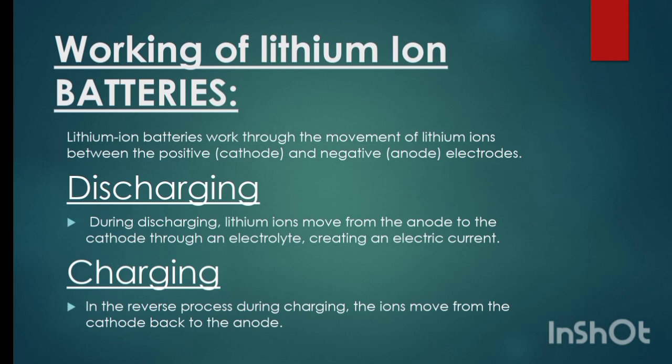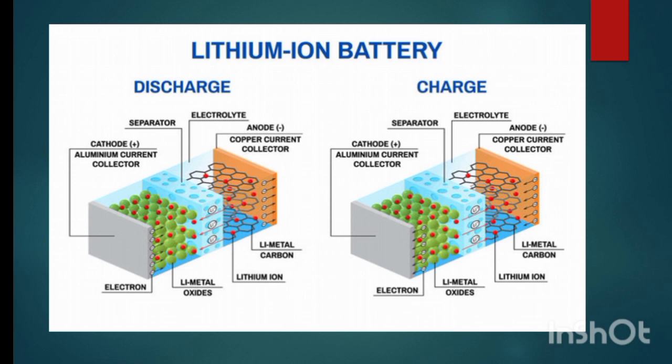During charging, the ions move from cathode back to the anode. During charging, blue colored lithium ions from the green colored cathode move back towards the anode.